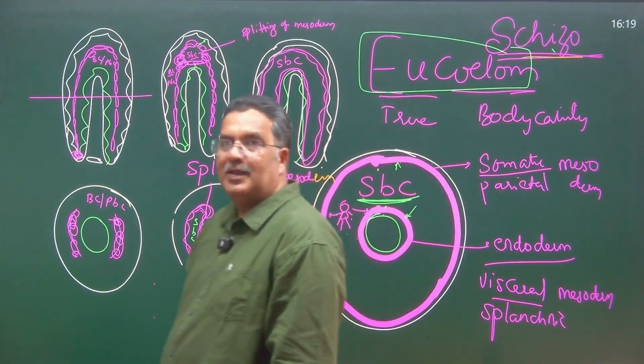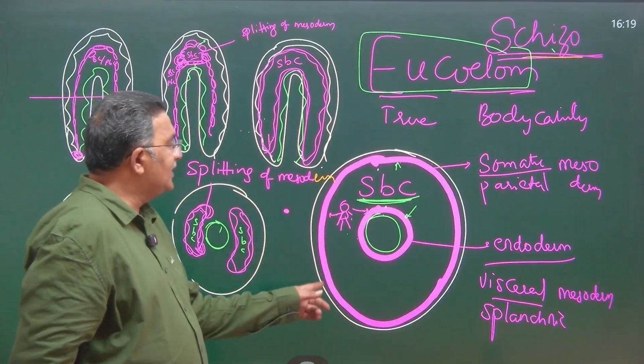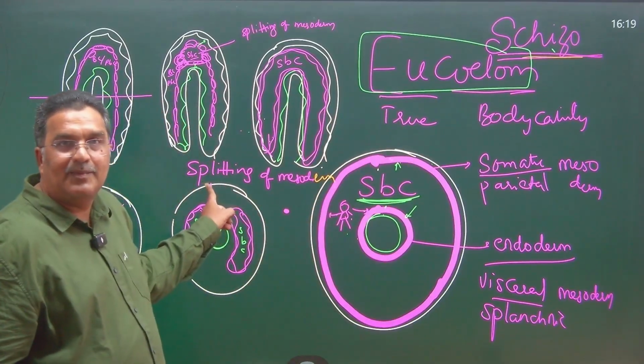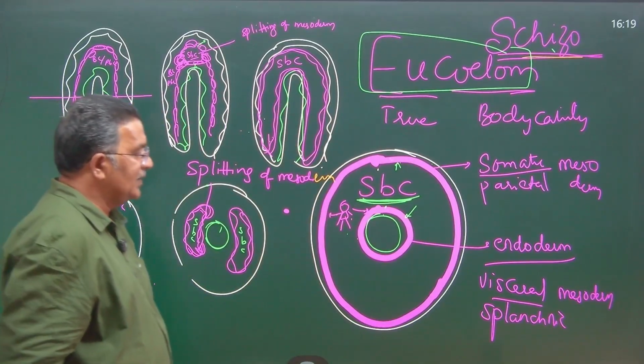The cavity lined by mesoderm. So, how does the secondary body cavity appear? By splitting of mesoderm, hence we call it schizocoelom.